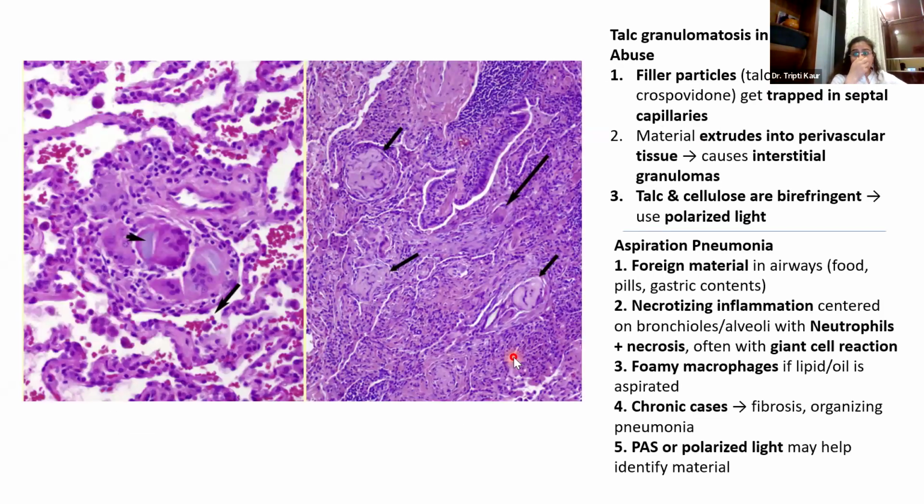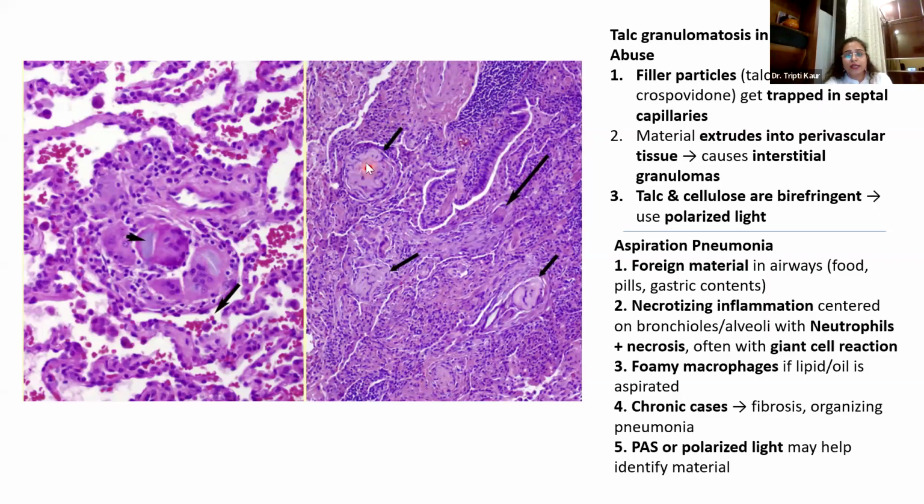So rarely you might get these kind of cases where you have these talc particles within the giant cells. This usually we see in intravenous drug abusers, because talc is used as a filler agent in these intravenous drugs, and when the drugs pass through the pulmonary circulation, this talc is actually eaten by these histiocytes and they show this reaction. So talc granulomatosis in intravenous drug abuse, and these are actually refractile on polarizing light.